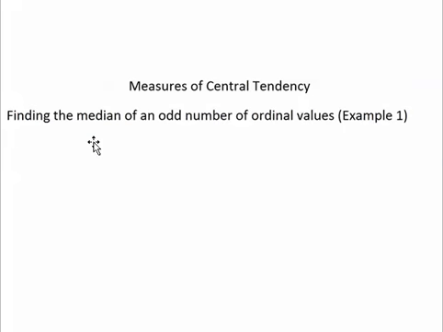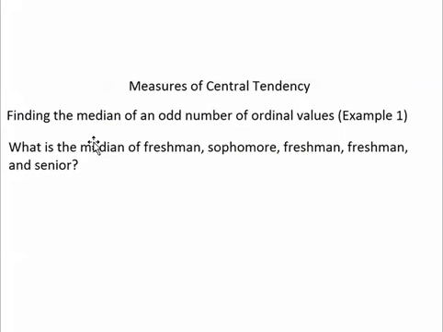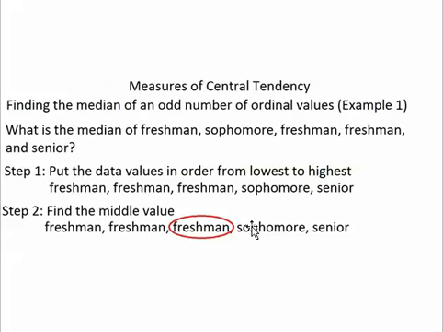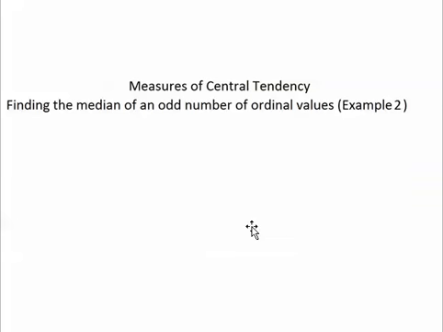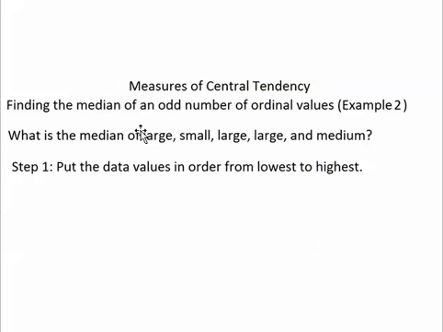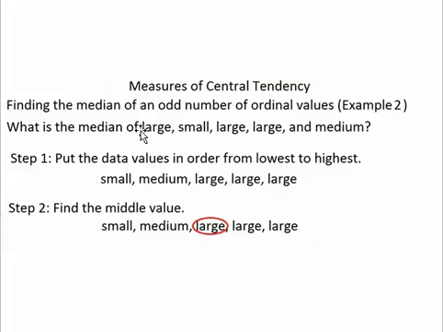So what's the median of these 5 grade levels? Well, we need to put them in order from lowest to highest. So we have freshman, freshman, freshman, and then sophomore and senior. The middle value is freshman, so that's the median. The median of this data set is freshman. Now what about if we recorded these 5 cup sizes? If we put them in order, it'll be small, medium, large, large, large. And the middle one is large, which is our median, so the median of this data set is large.